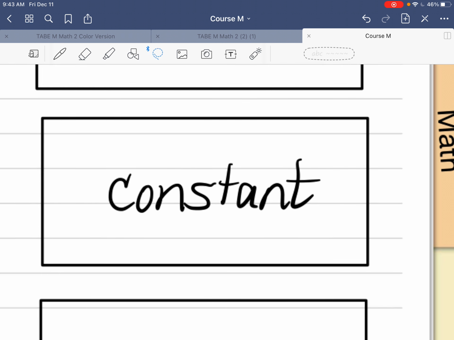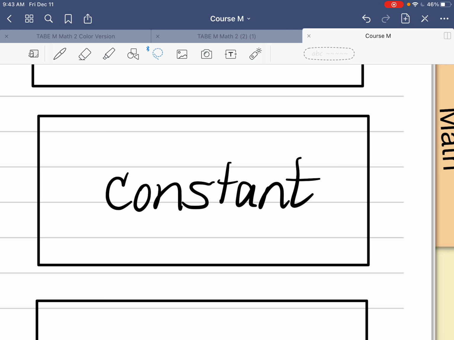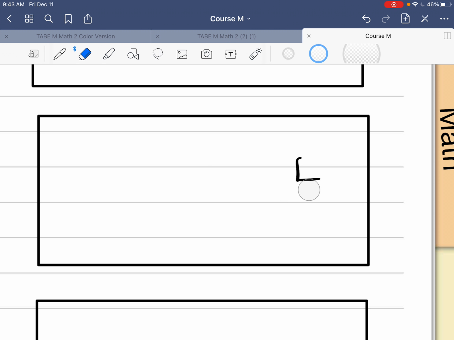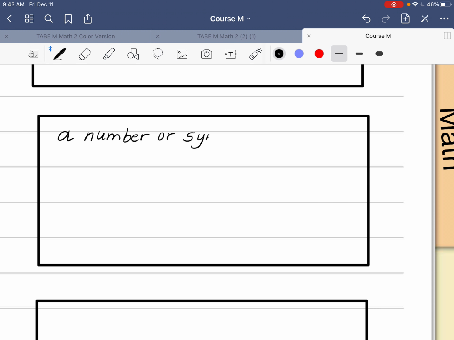So if you find this one, constant, and on the back side, I can't turn mine over, so I'm just going to erase the word, but you just turn your flashcard over, and here's the definition of a constant. A constant in math is a number or symbol that stands for a fixed value.